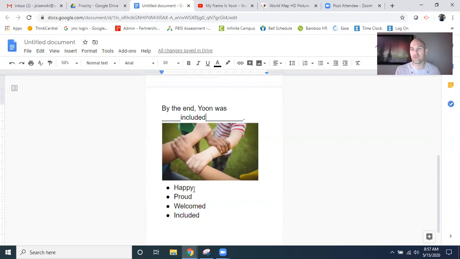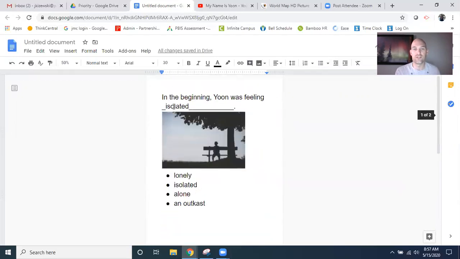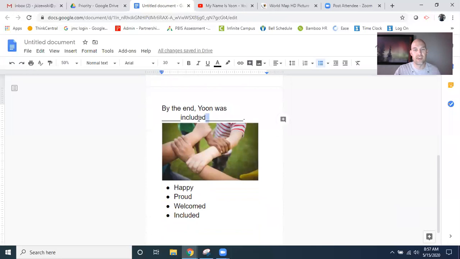On Class Dojo, I want you to either in your notebook or on the screen, finish these sentences. In the beginning, Yoon was feeling, and you can put in your own word. If you don't like these words, you could choose your own. By the end, Yoon was feeling, and you can again use one of these words or use one of your own.